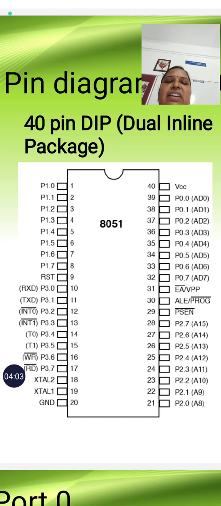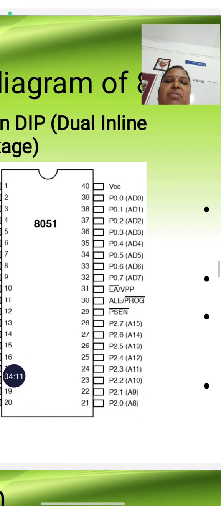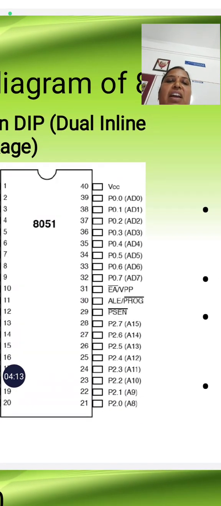Then the two crystal pins, XTAL1 and XTAL2, are available. Then the ground pin 20 is available. Then the 21st pin is the port 2 pin. In port 2, totally 8 pins are available, starting from port 2.0, 2.1, 2.2, 2.3, 2.4, 2.5, 2.6, 2.7. Totally 8 port pins are available.